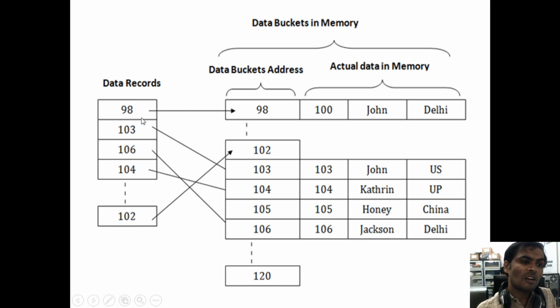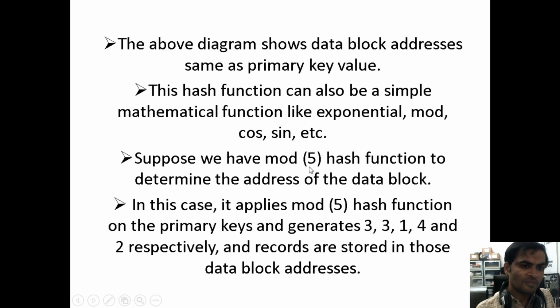For each value in the data record there is an address. For 98, the address is allocated here. This data bucket address is created with the help of the hash function; we are not creating it internally. Coming to the actual data in memory: the table with employee ID, John, location Delhi. Similarly, this is hashing.